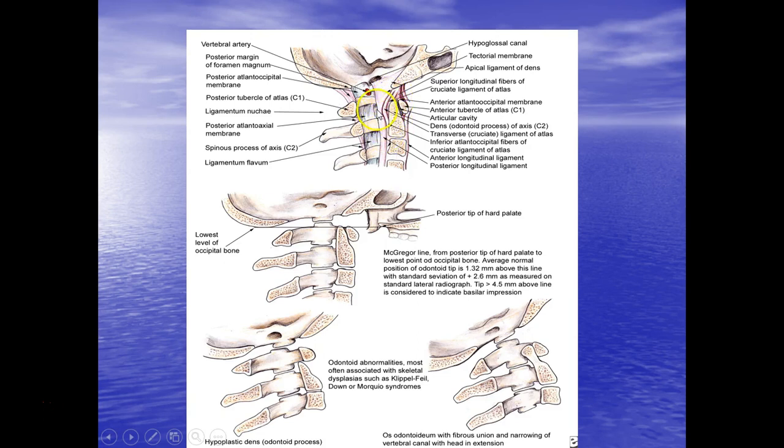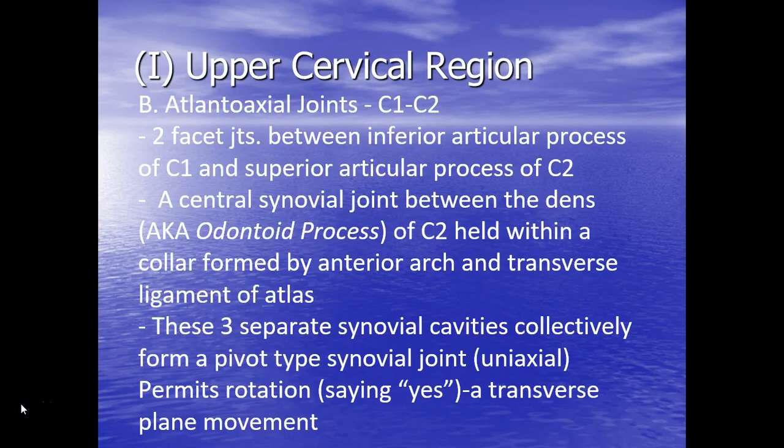And then some of the ligamentous structures here, the posterior atlanto-occipital membrane. There's a tectorial membrane, which is the continuation of the posterior longitudinal ligament that we're going to be looking at in here. There's a transverse ligament and an apical ligament, all of which we'll look at later. Second joint in the upper cervical region is the atlantoaxial joint between C1 and C2 vertebrae.